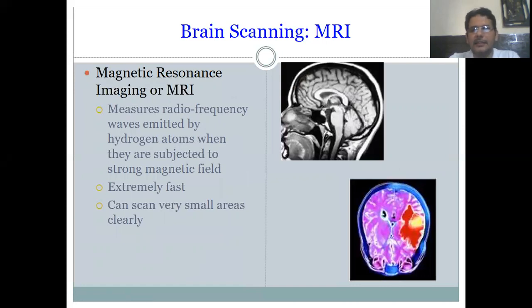And then another technique was introduced, that is MRI. MRI is more powerful. After the CT scan, MRI was introduced, I think around 7-8 years ago, maybe more than that. MRI is magnetic resonance imaging. It measures the radio frequency waves emitted by hydrogen atoms when they are subjected to a strong magnetic field. So a strong magnetic field is applied, and then the hydrogen atoms' frequencies are monitored. This is very fast, and it can scan a very small area very clearly.